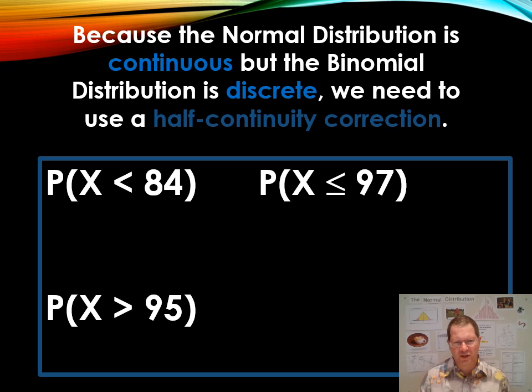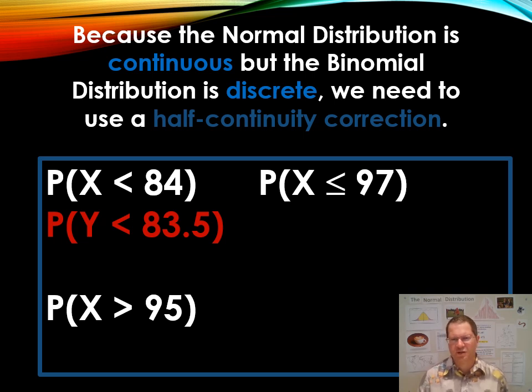Our first question says, what is the probability that X is less than 84? We need to convert that into a normal distribution question using our half continuity correction. So we want all the values from 0 up to 83, but we don't want to include 84. If we think about 84 as being a number with a cloud around it, which starts at 83.5 and finishes at 84.5, from a normal distribution point of view, we actually want to work out the probability of being less than 83.5.